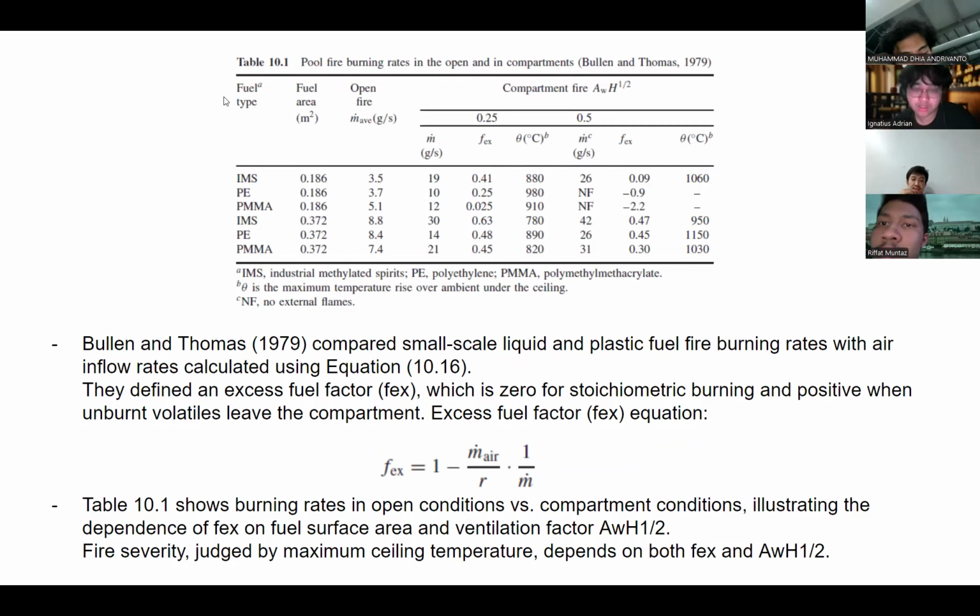They define an excess fuel factor, or FEX, which is 0 for stoichiometric burning and positive when unburned volatiles exit the compartment. The excess fuel factor equation is FEX equals 1 minus m dot air over r, times 1 over m dot. This table also shows burning rates in open conditions versus compartment conditions, illustrating the dependence of FEX on fuel surface area and ventilation factor. Fire severity, judged by maximum ceiling temperature, depends on both FEX and AWH^1/2. Next.